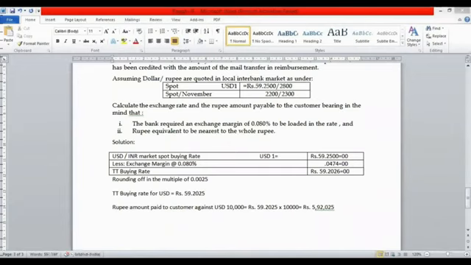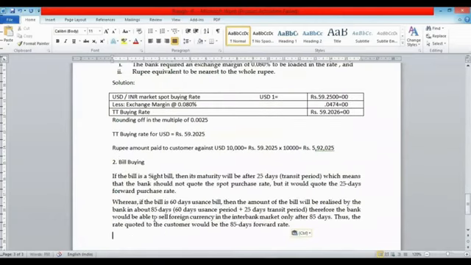Bill buying. We are taking another case, that is bill buying. The first is the sight bill. Its maturity will be after 25 days. 25 days has been taken as the transit period, which means that the bank should not quote the spot rate, but it would quote the 25 days forward purchase rate. Spot rate is always for cash transactions. The bank will find out what the rate will be after 25 days, and then the 25-day forward rate will be quoted by the bank.